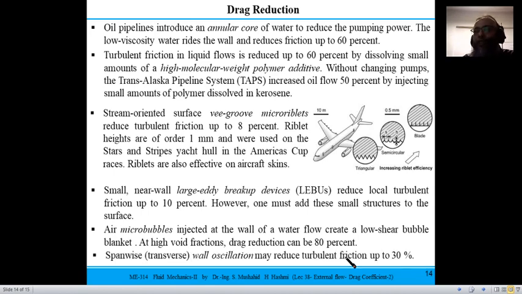And we have already seen that oscillation and rotation could have an impact on the drag coefficient. Sometimes in the transverse direction, if the direction of flow is horizontal, then the normal to that horizontal would be the transverse direction. So if this wall is oscillating, that actually reduces the turbulent friction by 30%. So there are different techniques used for reducing drag in different applications, not just restricted to external flows.